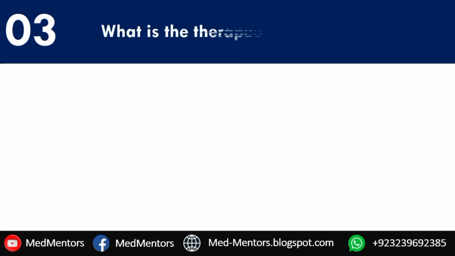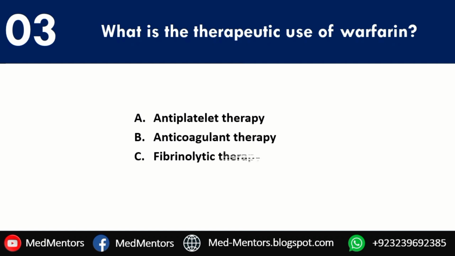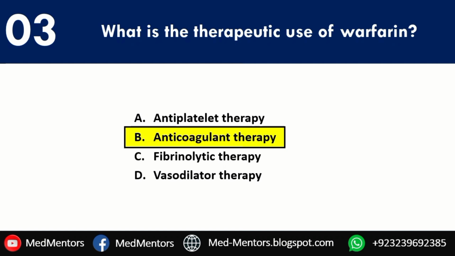Number 3. What is the therapeutic use of warfarin? Option A. Antiplatelet therapy. Option B. Anticoagulant therapy. Option C. Fibrinolytic therapy. And option D. Vasodilator therapy. The correct option is anticoagulant therapy.